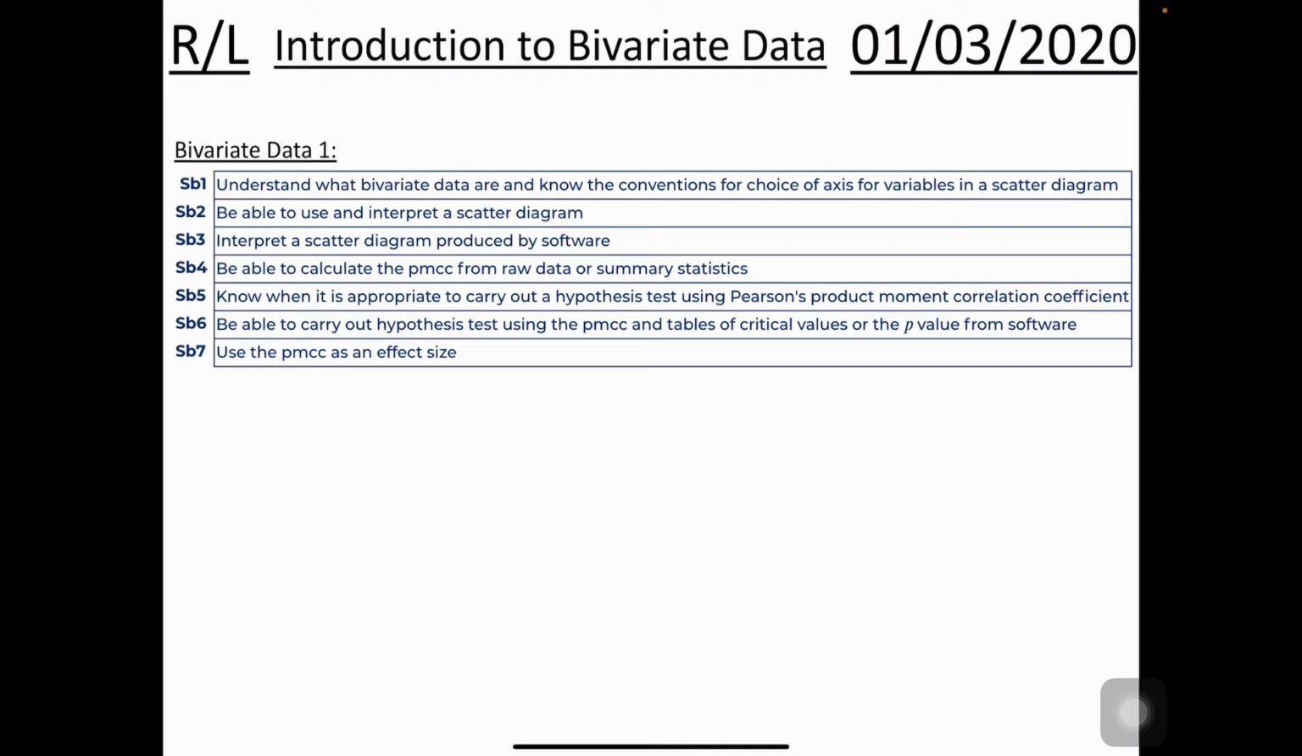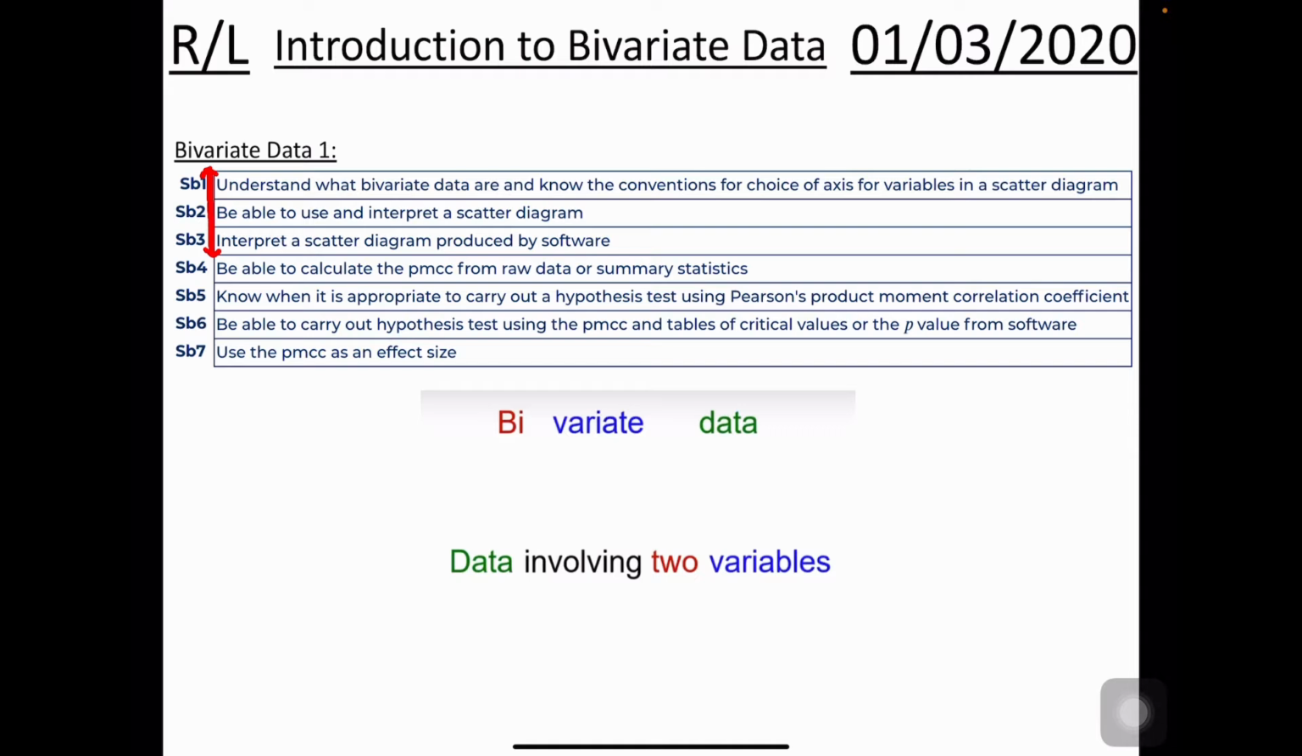Moving on to today's lesson, it's our first lesson on bivariate data. We're not going to cover too much, but we will cover some important things within bivariate data. So on this list of learning objectives, we're going to cover the first 3 today. So just understanding what bivariate data actually means and linking it to scatter diagrams and interpreting scatter diagrams as well.